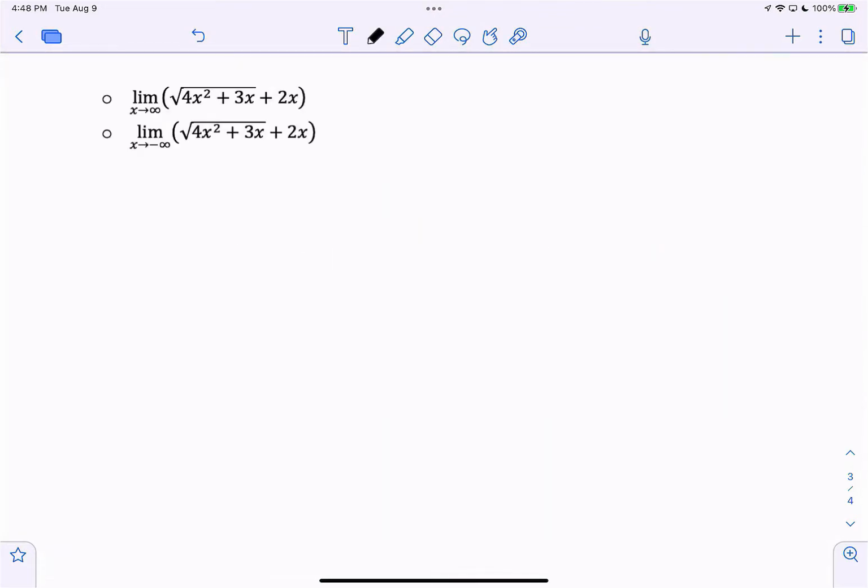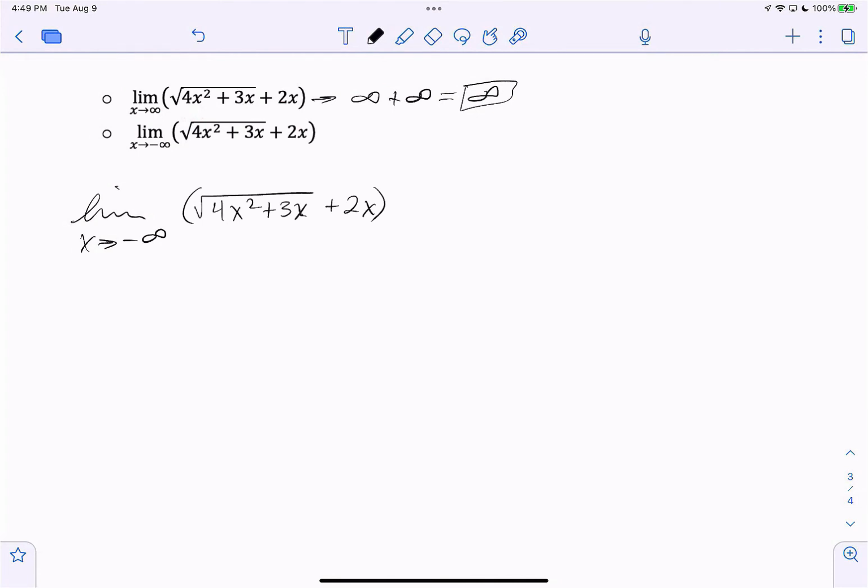Next, things get a little more interesting. We have the limit as x approaches infinity, and then also separately negative infinity, of the quantity of square root of 4x squared plus 3x plus 2x. As x goes to infinity, if I use direct substitution, I'm going to end up with infinity plus infinity. Folks, infinity plus infinity is infinity. We're done there. Okay, so the interesting one is the limit where x is approaching negative infinity.